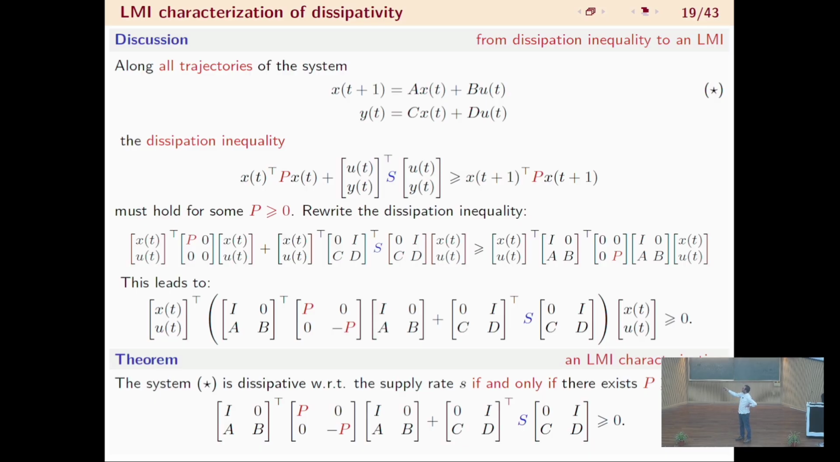If I know the model, if I know A, B, C, D, and I know the supply rate, the only unknown here is P. And this last one is a linear matrix inequality. Agree?